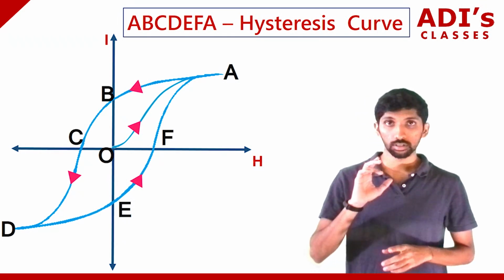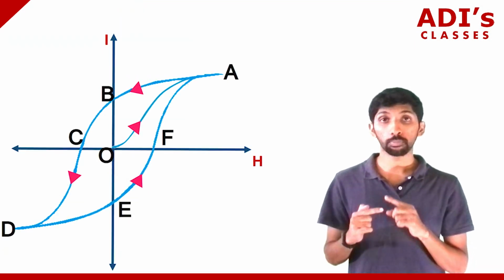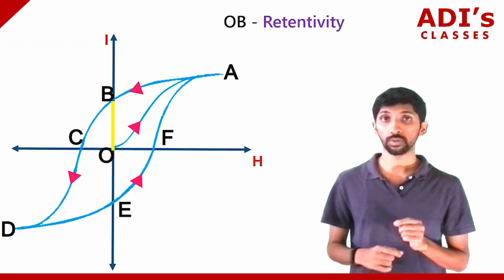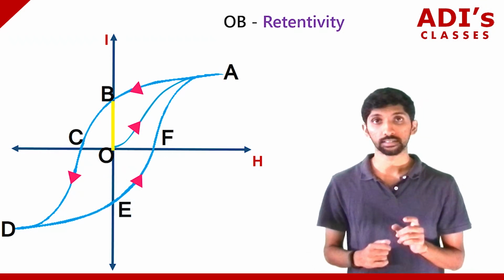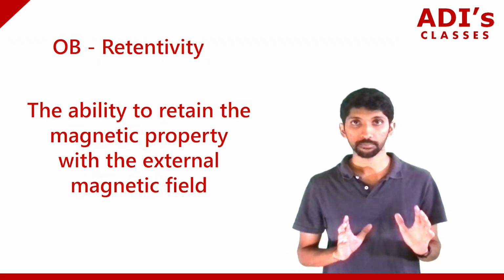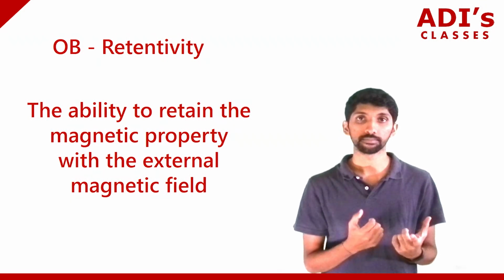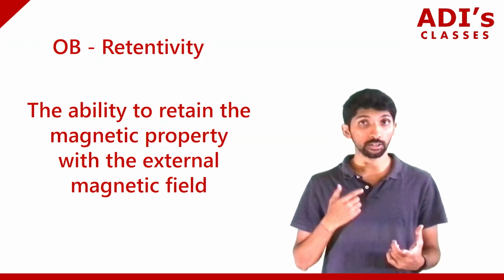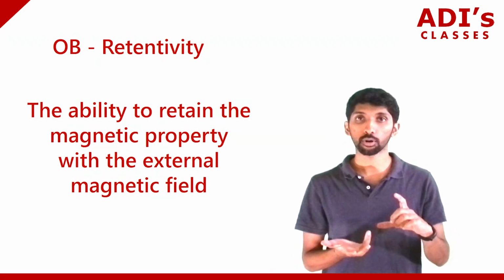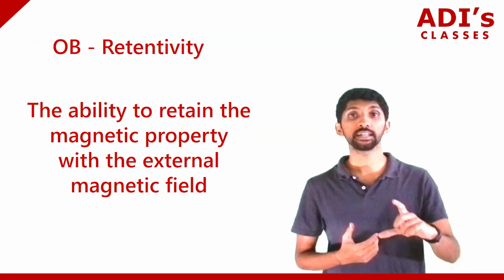Now, very important points in the hysteresis curve are OB, which you can see is the y-intercept, and that is what we call retentivity. Retentivity means there is no external magnetic field, correct? But still, the ferromagnetic substance holds that magnetism. Whatever magnetizing field you gave, even though it is now 0, it has certain magnetic property in it, right? So it is retaining the magnetic field. That is what we call retentivity.